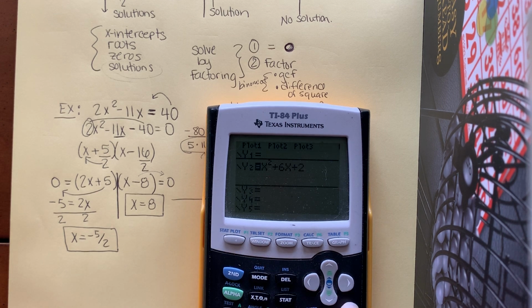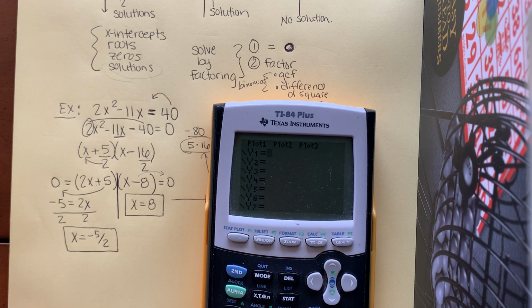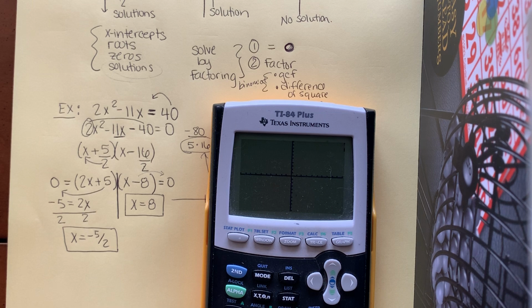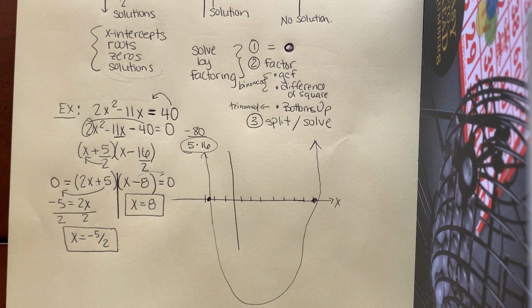So if I go in here, get rid of all this other mess, 2x squared minus 11x minus 40. And if I graph it, you can see that it touches at negative 2.5 and it touches again at positive 8. So those are my roots. That's my solution. Pretty cool. So that is how you solve a quadratic by factoring. And I'm going to show you another example.